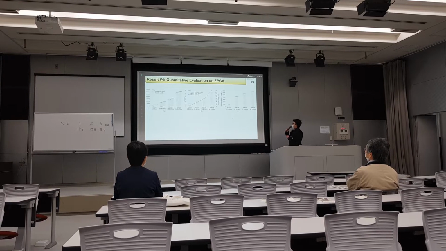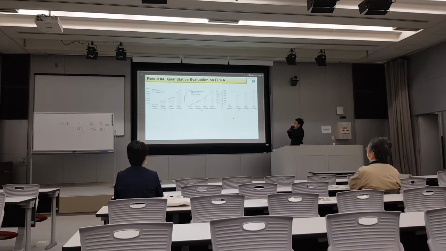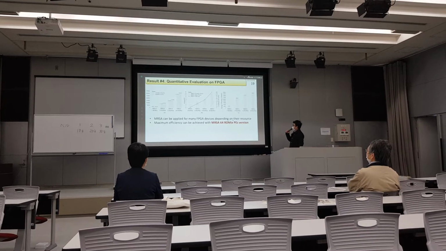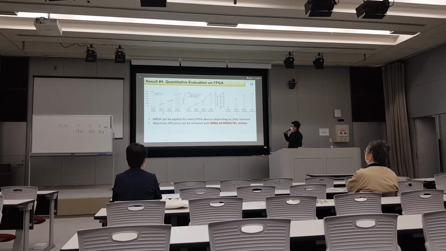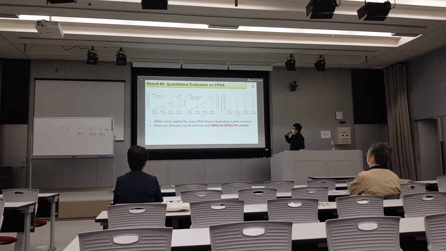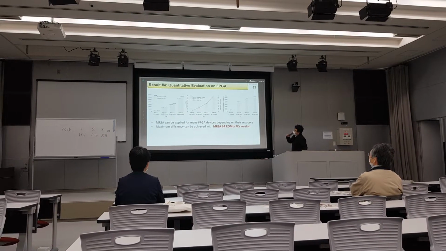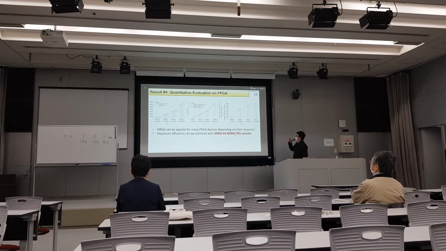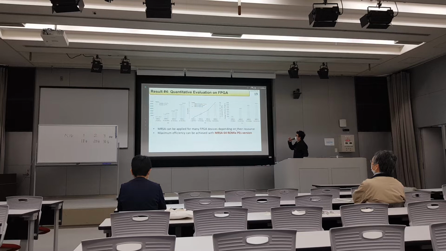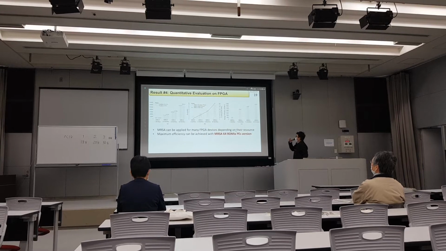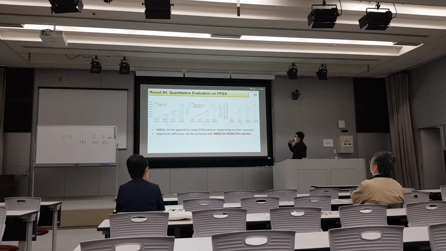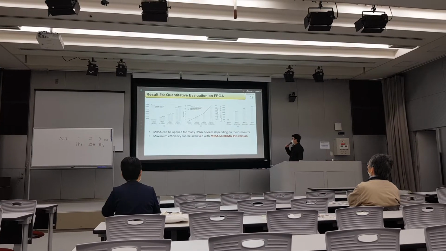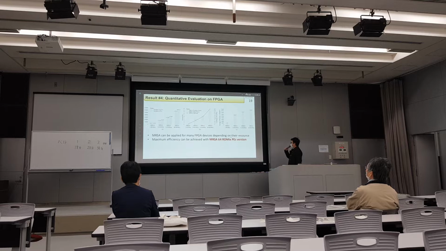And there are multiple quantitative evaluations on the FPGA. We compare the difference between the number of processing elements and compare the results. A is hardware resource, B is the power and hash rate, and the last one is energy efficiency. As we can see, the MRSA can be applied to many FPGAs depending on their resources.